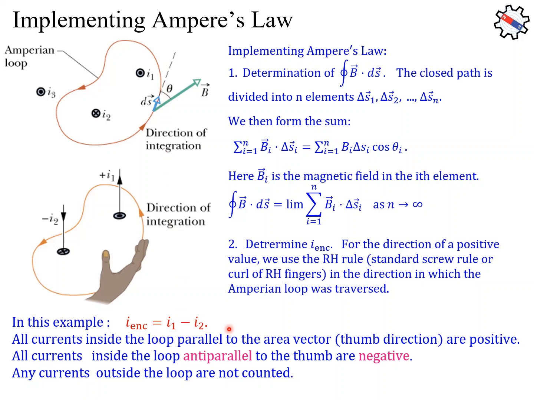So in this case, I1 is considered a positive contribution, and we take away I2. And that's the enclosed current. And notice I3 doesn't contribute at all. It is outside the loop.